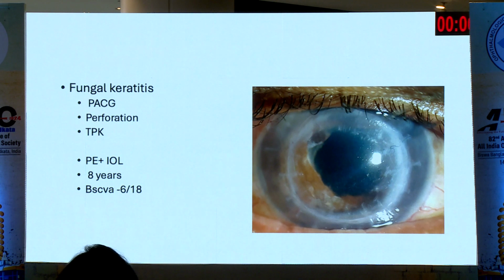The chamber was very shallow, so we actually had to do a pars plana limited anterior vitrectomy to make sure that the chamber is formed in the early postoperative period. And this is almost now 8 years. After this, he had a cataract surgery after about a year, and this is almost now 8 years post the cataract surgery. His only eye, he's maintaining 6/18 vision.